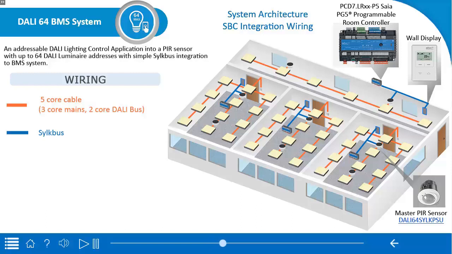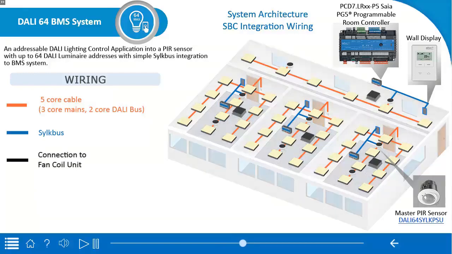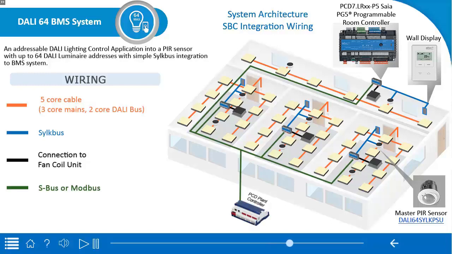To integrate the system further, the PG5 IRM controller connected to a fan control unit allows the control of the heating and cooling system as well as control of the lighting system for the room. For full integration into a BMS system, the PG5 IRM controller can be connected to a PCD controller over the SAS bus or the Modbus network connection.